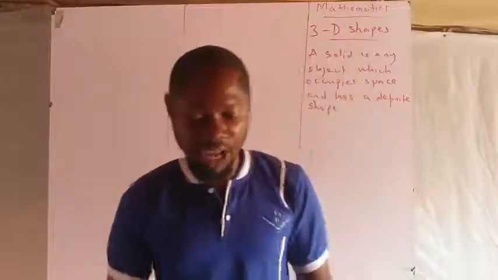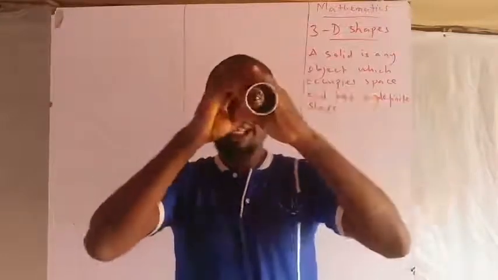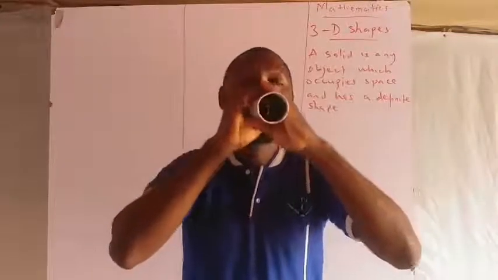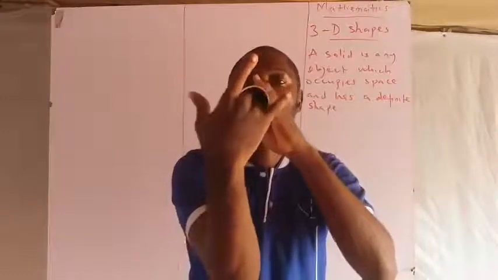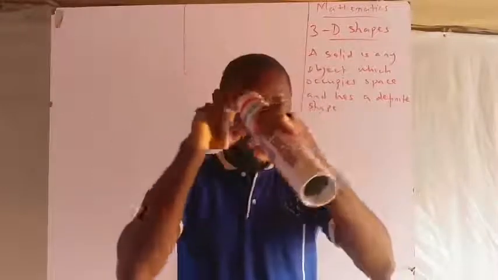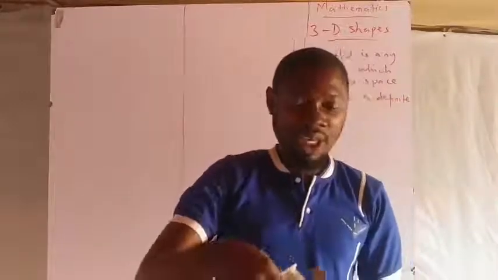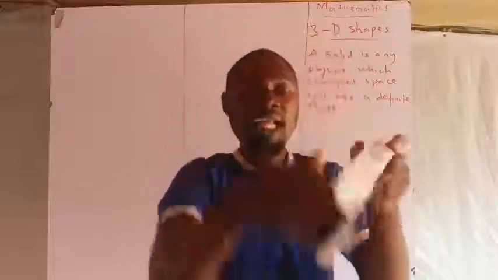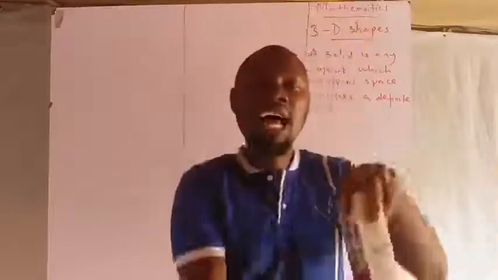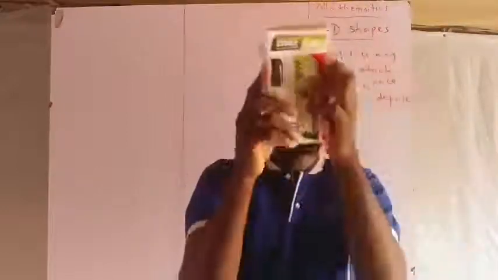Now, a solid shape has an inside and also an outside. This is a solid shape. It has the outside and has the inside. Can you see it? This is also a solid shape. It has the outside and has the inside.